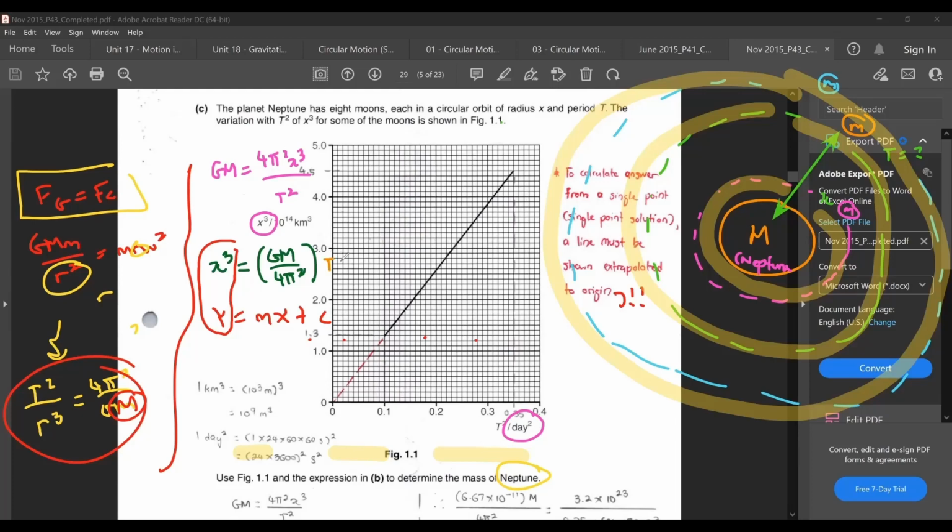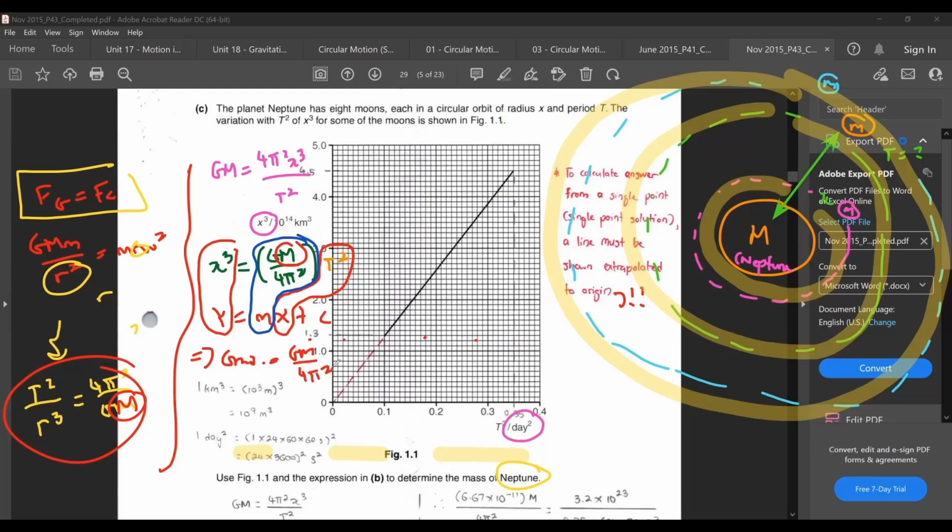This one is t squared. All right, and then here you will get x-axis as t squared. Your gradient is going to be Gm over 4 pi squared. Okay, so to find M, the mass of Neptune, you just need to find the gradient. Okay, so gradient is Gm over 4 pi squared.